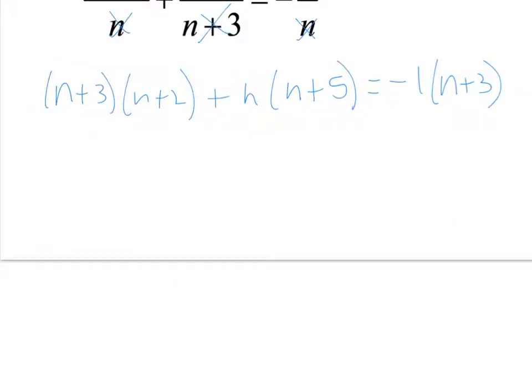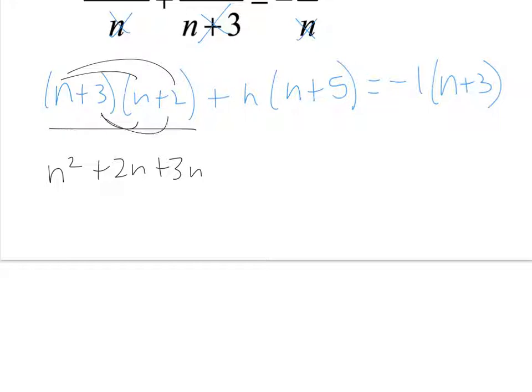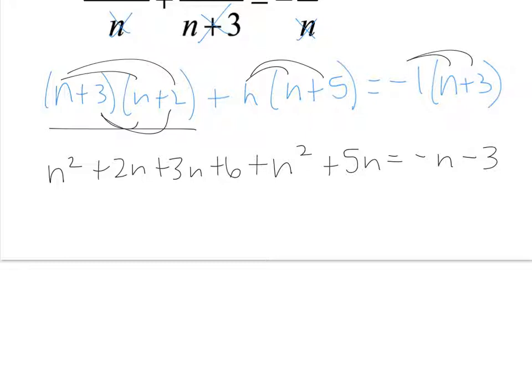Now I can go ahead and simplify, and I can FOIL here and get n squared plus 2n plus 3n plus 6. Distribute here, plus n squared plus 5n equals negative n minus 3, because I have to distribute that negative. Now if I simplify some like terms, I have n squared and n squared to give me 2n squared. 2n plus 3n is 5n, plus another 5n is 10n, plus 6 equals negative n minus 3.